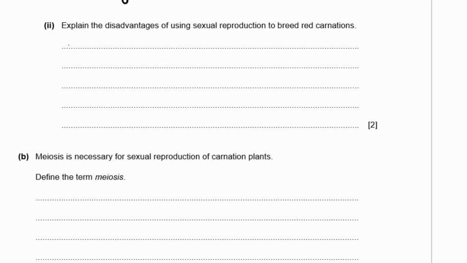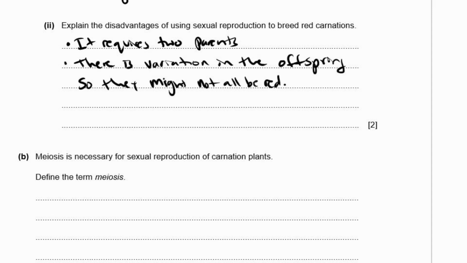2. Explain the disadvantages of using sexual reproduction to breed red carnations. To start with, it needs 2 parents. Asexual reproduction only needs 1. Another problem with sexual reproduction is that it results in genetically different offspring. That means they may not all produce red carnations. There may be other colors in there. There is variation in the offspring, so they might not all be red.